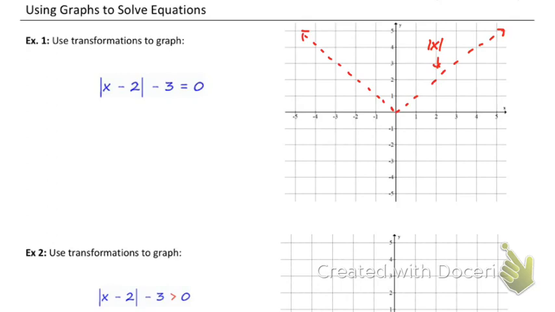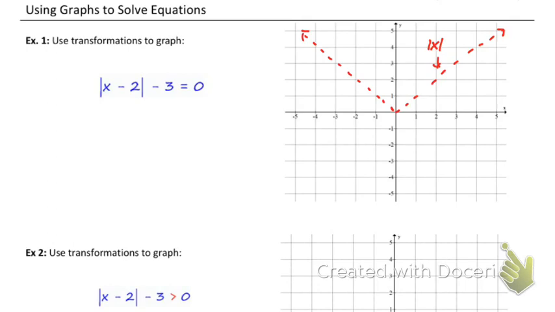What does a -2 do? Nora? Over to the right. Moves it over to the right 2. What does a -3 do? Mary? Moves it down 3. So what we're going to do to all of our points is move it right 2 and then down 3. So rather than being here, I'm going to go over 2, down 3.